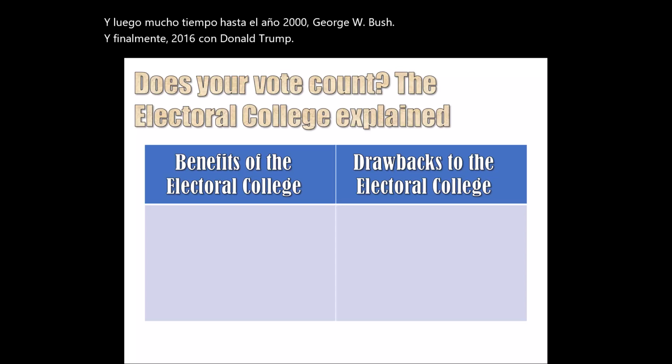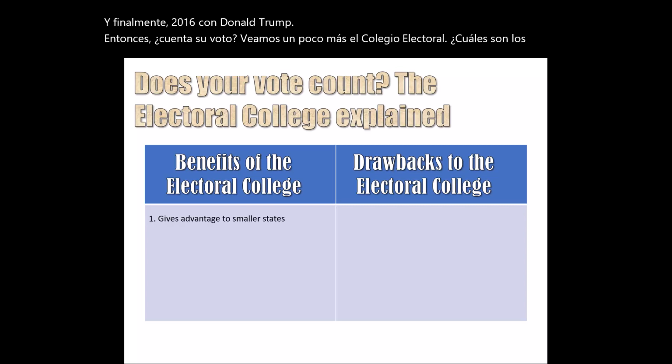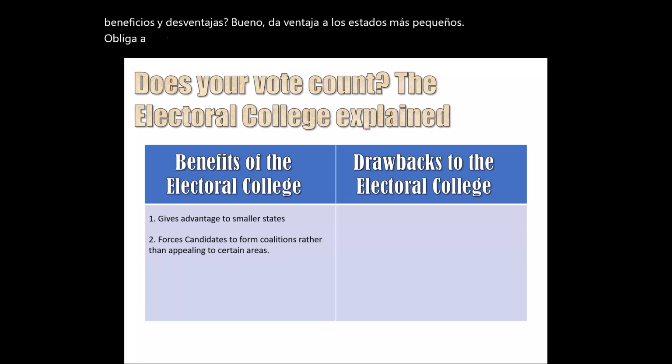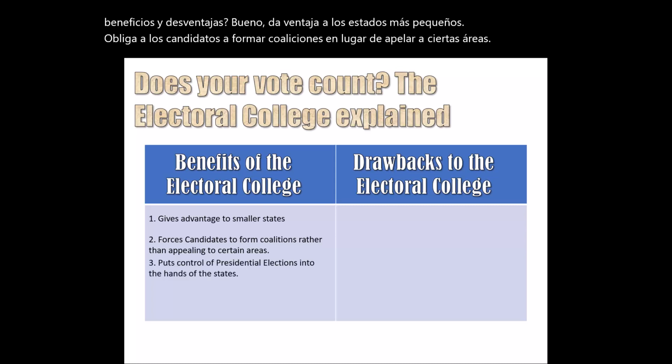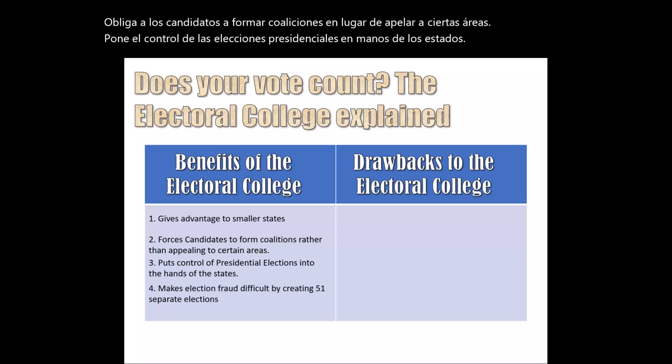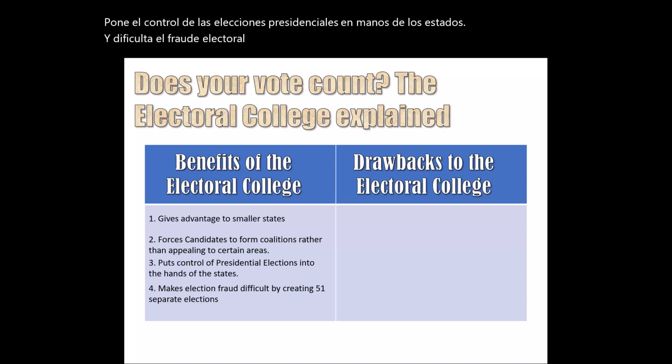So, does your vote count? Let's look a little bit more at the Electoral College. What are the benefits and drawbacks? Well, it gives advantage to smaller states. It forces candidates to form coalitions rather than appealing to certain areas. It puts control of presidential elections into the hands of the states. And it makes election fraud difficult by creating 51 separate elections.